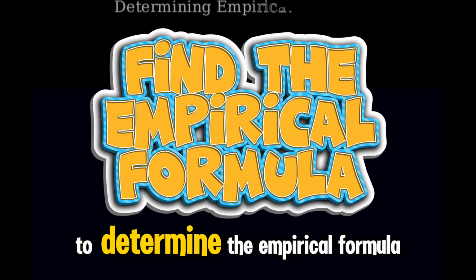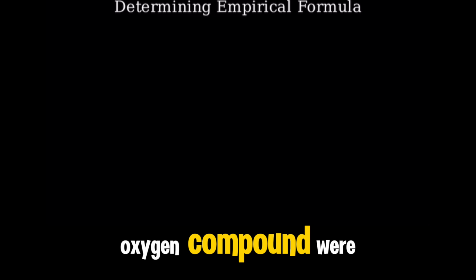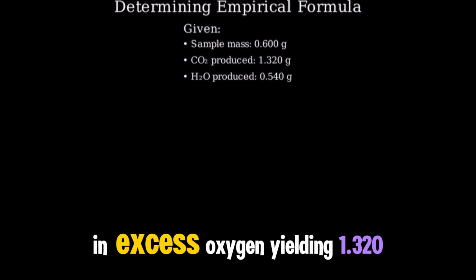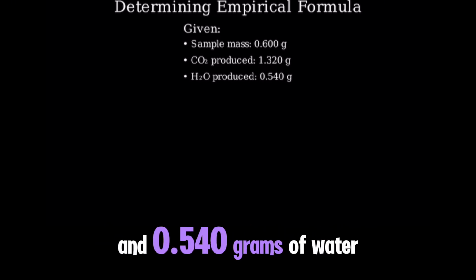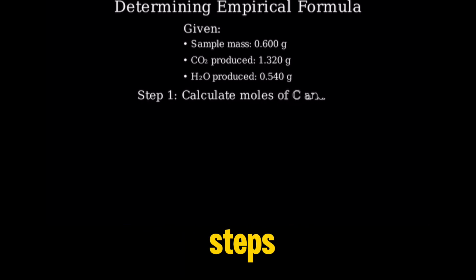Solve a problem to determine the empirical formula of a carbon-hydrogen-oxygen compound. We're given that a 0.600 gram sample of the compound was burned in excess oxygen, yielding 1.320 grams of carbon dioxide and 0.540 grams of water. Let's break this down into steps.